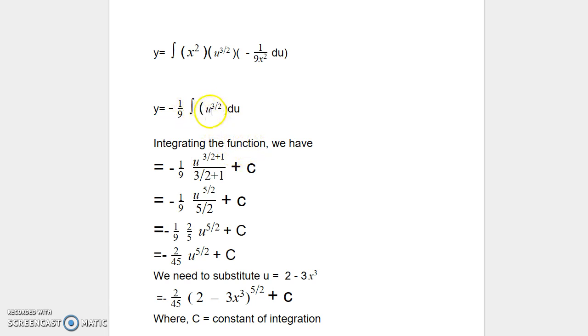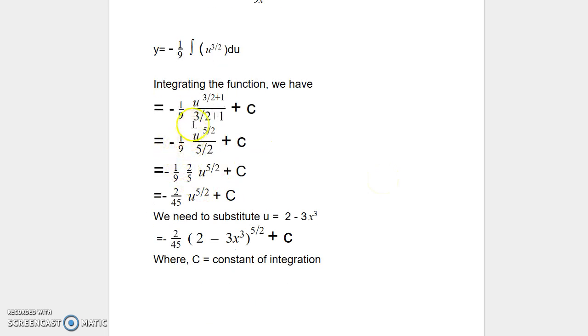So integral u to the power of 3 over 2 du, when we apply the process of integration, we can write it out as shown here, minus 1 over 9, which is a constant. Then nothing happens there. Integral u to the power of 3 over 2, we can write as u to the power of 3 over 2 plus 1 divided by 3 over 2 plus 1 plus c, where c is a constant of integration. So let's simplify it some more. Minus 1 over 9, u to the power of 3 over 2 plus 1 is 5 over 2, right? Divided by 3 over 2 plus 1 also is 5 over 2 plus c.